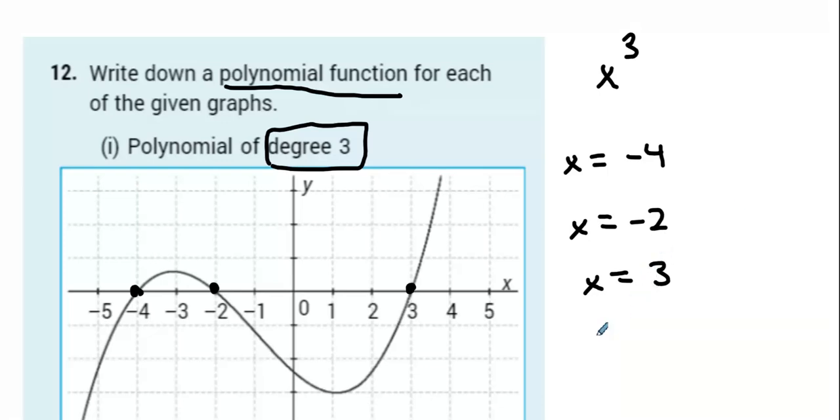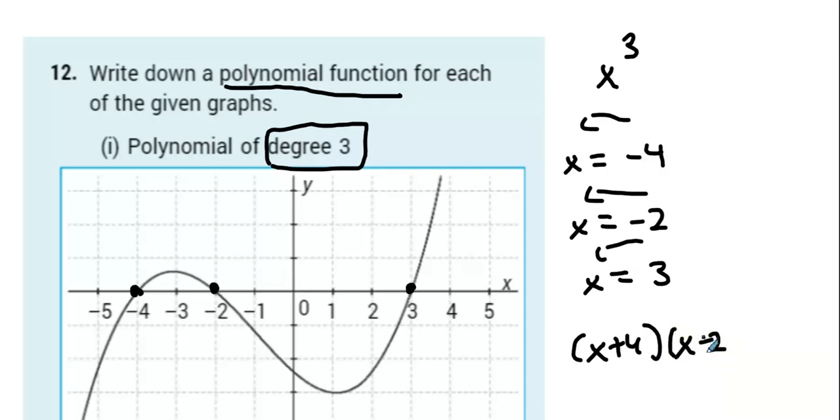And the three of them are going to look like this. Ready? It's going to be x plus 4. Where do I get x plus 4 from? Then the other one, x plus 2, and x minus 3. Now, I for one would like to check if this is correct.